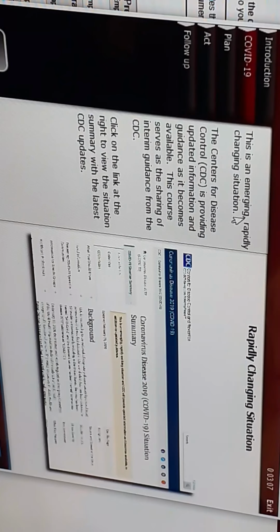This is an emerging, rapidly changing situation. The Centers for Disease Control is providing updated information and guidance as it becomes available. This course serves as the sharing of interim guidance from the CDC. Click on the link at the right to view the situation summary with the latest CDC updates.